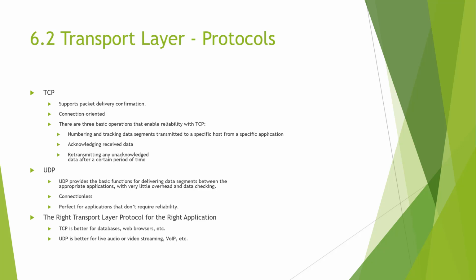TCP has three major functionalities. It has numbering that will track data segments. It has acknowledgements for each data segment, and it retransmits any unacknowledged segment after a certain amount of time. Basically, what this allows us to do is, if we're sending a data packet and it doesn't arrive, if we don't see a response or an acknowledgement that it has arrived, we can resend it. That's overhead that is going to be there.